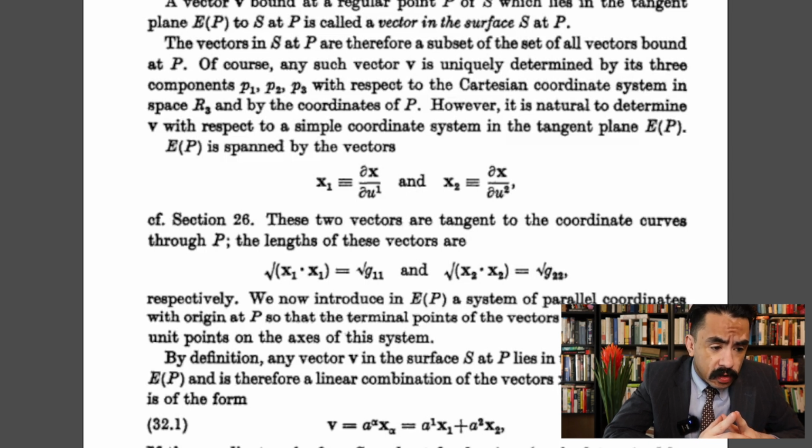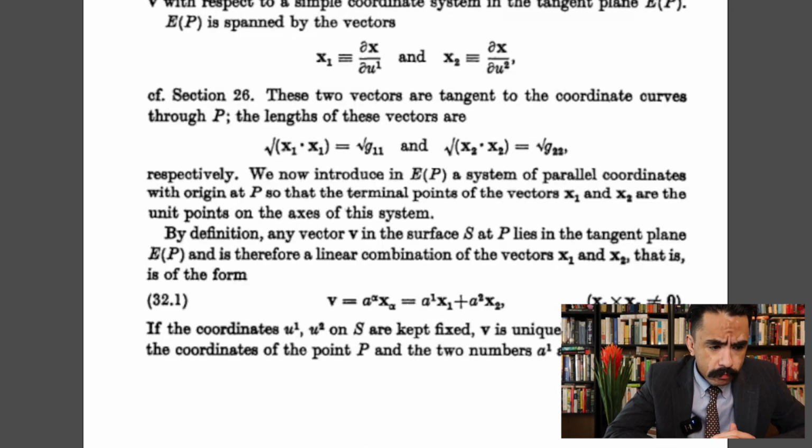The lengths of these vectors are the square root of the quantity, the dot product of x1 with itself, which is equal to the square root of g sub 1, 1, where this is the fundamental form, which is again from a previous section, and the square root of the quantity x2 dot product with itself, which is equal to the square root of g sub 2, 2, respectively. We now introduce capital E of capital P, a system of parallel coordinates with origin at capital P, so that the terminal points of the vectors x1 and x2 are the unit points on the axes of this system.